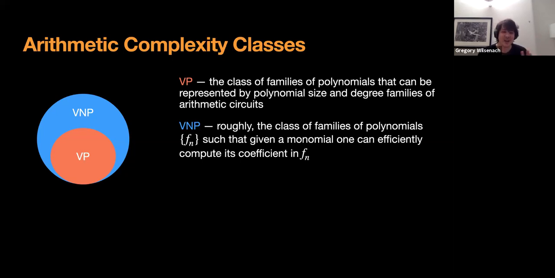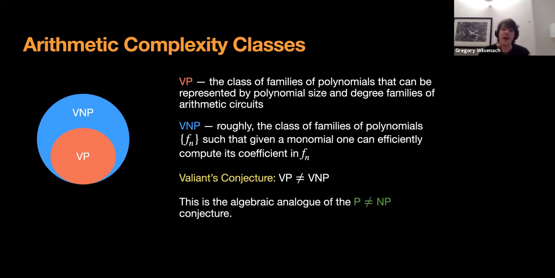And I've suggestively drawn the picture over there, so VNP certainly contains VP. Whether it's strict is an open problem, and indeed this is something called Valiant's conjecture. So, are these two complexity classes equal? This is the algebraic analog of the P versus NP conjecture. So it's a completely essential open problem.